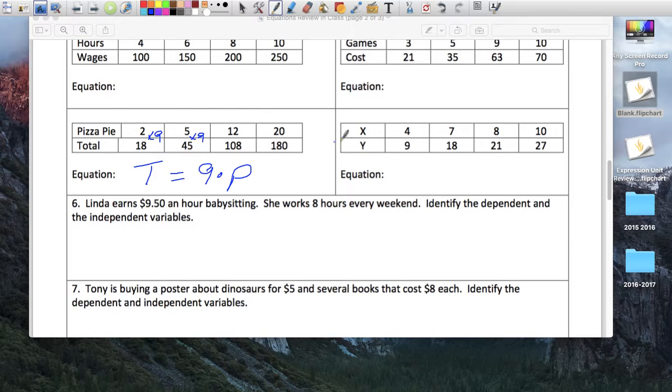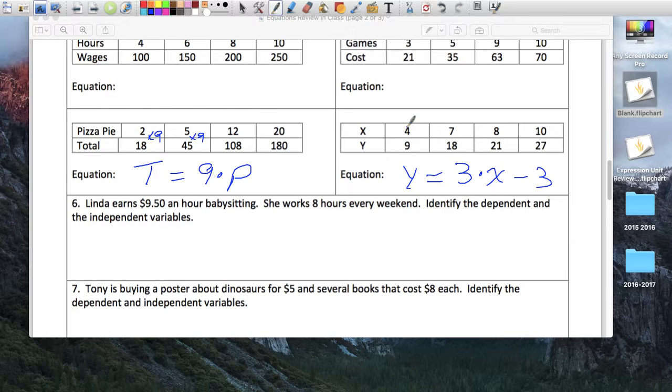This one is x and y, so it's going to be y equals something. So what's the relationship here? Times 2 plus 1 doesn't work for here. Times 3. Okay, so how's this? It's going to be times 3 minus 3. So we're going to get 3 times the variable x, 3 times whatever value of x is, and then you've got to subtract 3.